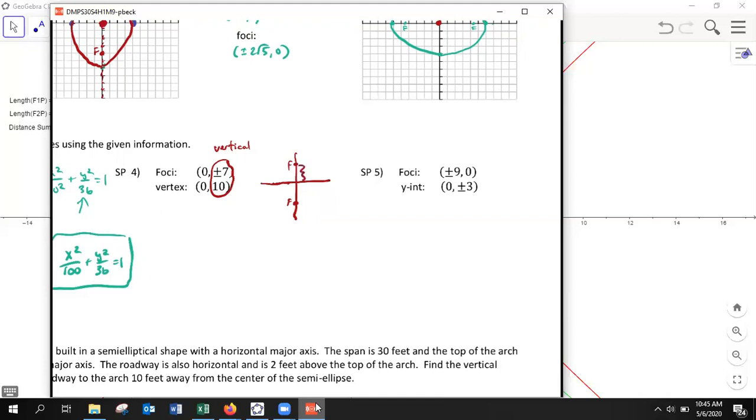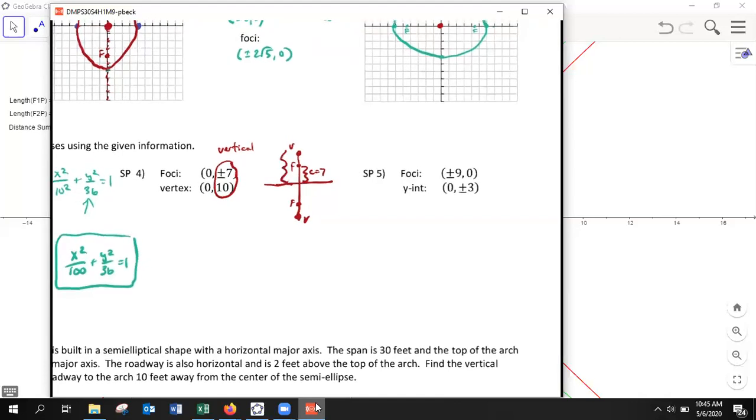The foci is our C value, so C equals 7. And then our vertex is going to be 0, 10. We're only given one vertex, but due to the symmetry of the ellipse, we know the other vertex has to be below. And what does that tell us? That tells us our A value. And if you remember, this is where it's going to be important to know that the center is halfway in between the foci, or halfway between the vertices, or halfway between the co-vertices, if you call them that. That's what gives us our center. So indeed, our center is 0, 0.